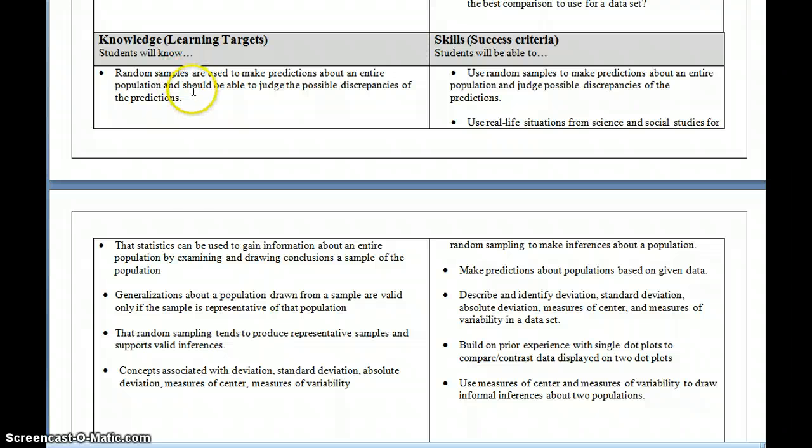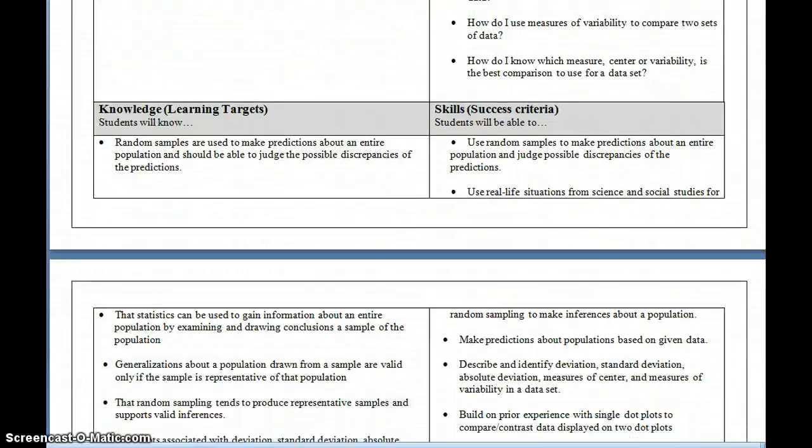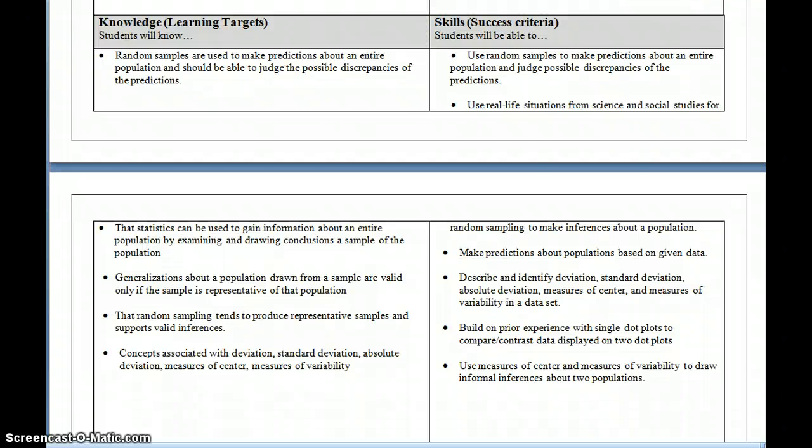These are conceptual understandings that the student should come away with after completion of this unit. Examples of learning targets in this unit, which again was random sampling, inferences, and population comparisons, would be: random samples are used to make predictions about an entire population and should be able to judge the possible discrepancies of the predictions. The statistics can be used to gain information about an entire population by examining and drawing conclusions from a sample of the population, and so on.